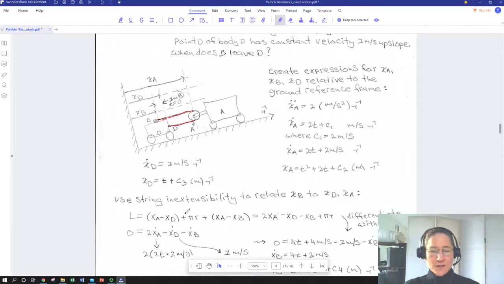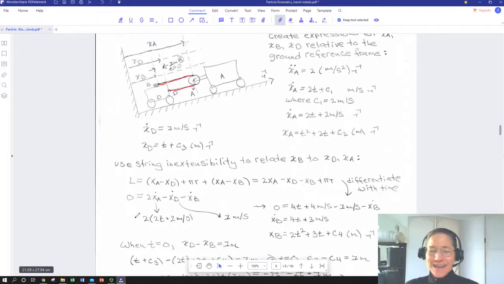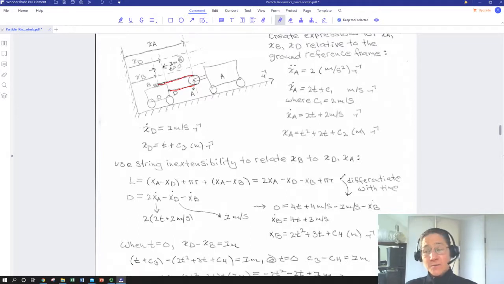Okay. So I can combine like terms. So I get 2x_A minus x_D minus x_B. Look at that. All three positions in one expression, plus half the circumference of the pulley, is the non-changing length of the string. Wow, it's not changing with time. Let's take the first time derivative, get rid of that constant we don't know. So if we do that, we end up zeroing out the length. We get 0 for pi r because the pulley's not changing with time.